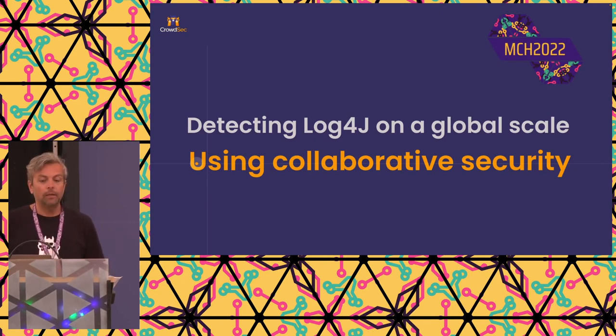I'll be talking about how to detect Log4J on a global scale using collaborative security.